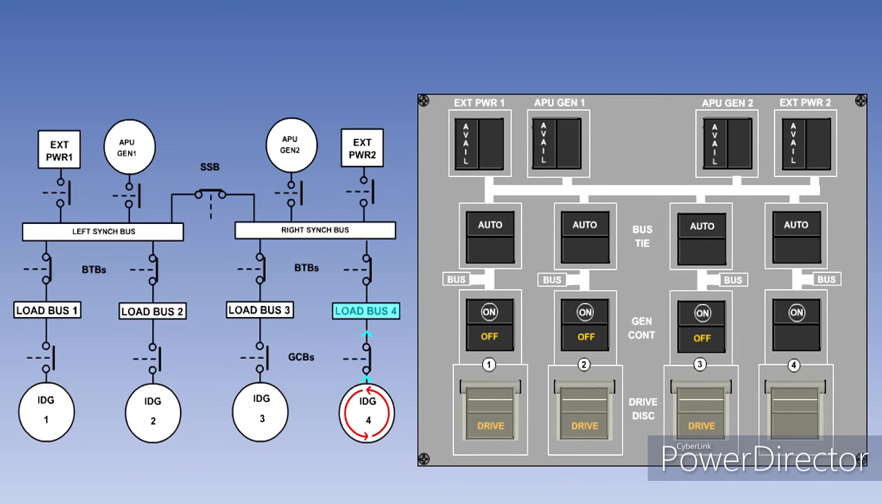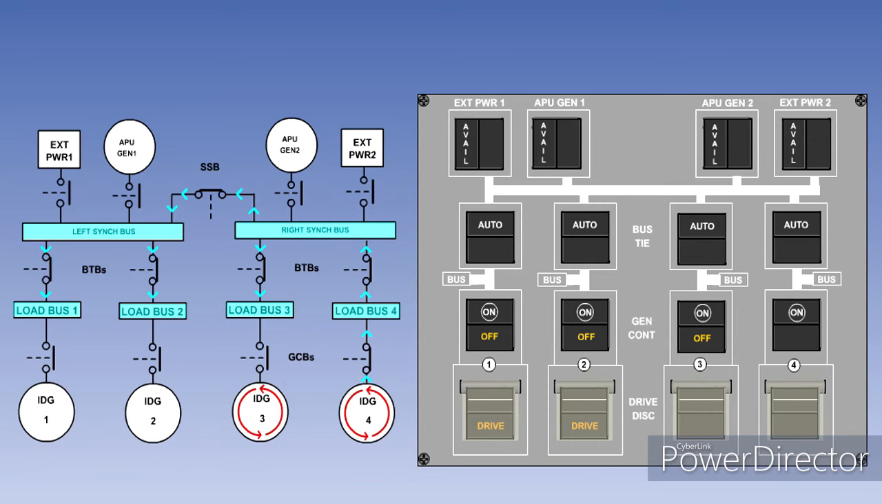Number 4 generator will now supply its load busbar, and through its BTB the right synchronizing busbar. From here, busbar 3 will be supplied through its BTB, and the left synchronizing busbar through the split system breaker. Busbars 1 and 2 will be powered from the left synchronizing busbar through their BTBs. Thus, generator 4 will be supplying all of the loads.